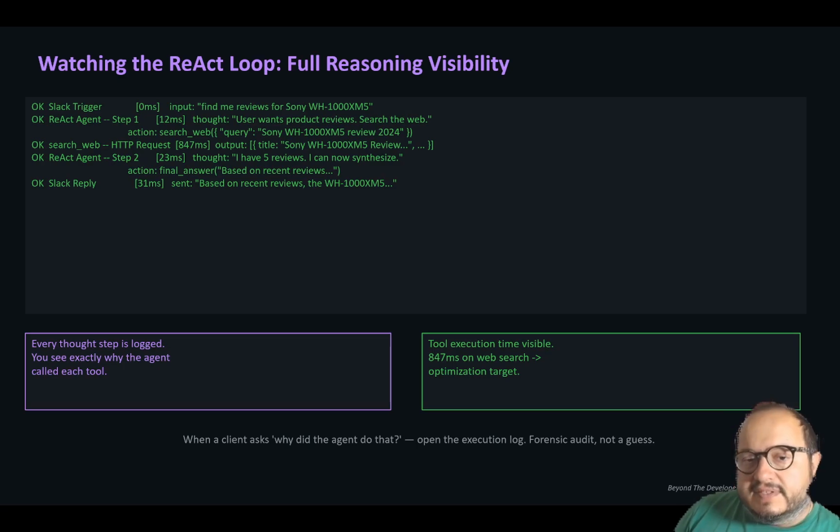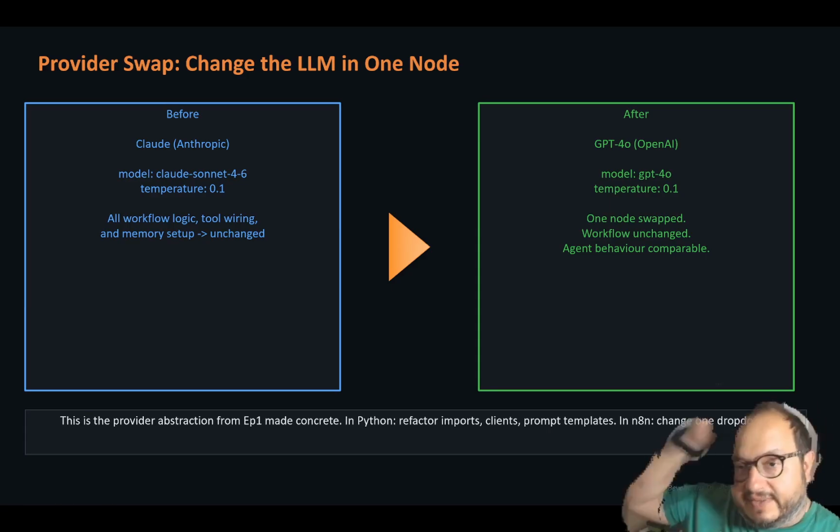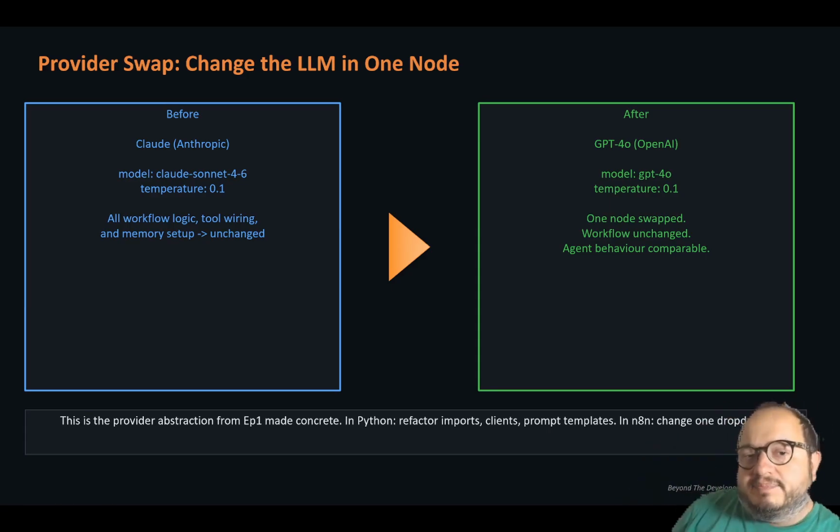Second, the total time is dominated by the Brave API call at 847 milliseconds. The n8n orchestration overhead, the agent reasoning steps, is under 50 milliseconds combined. The performance argument against n8n only applies to very high throughput workloads. One last thing before the summary, the provider swap. I said in episode 1 that provider abstraction is a real advantage of n8n. Let me show what that means in practice.